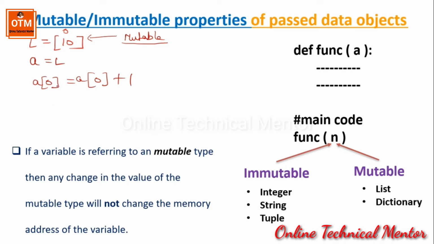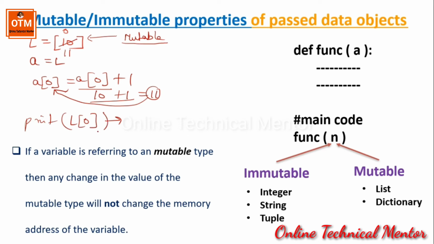So when I'm writing a[0] equal to a[0] plus 1, a[0] represents 10. So 10 plus 1 will become 11. This 11 will be copied into a[0]. That means the list is getting updated over here. That means the 0 index of the list will be updated by 11. So in the case of a mutable object, this operation is not performed in a separate memory location. It is changing the value here itself. So when we print the value of l[0], we will get 11.